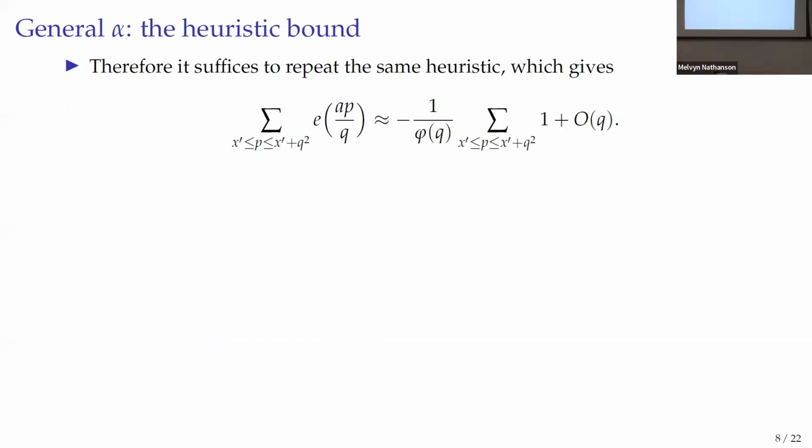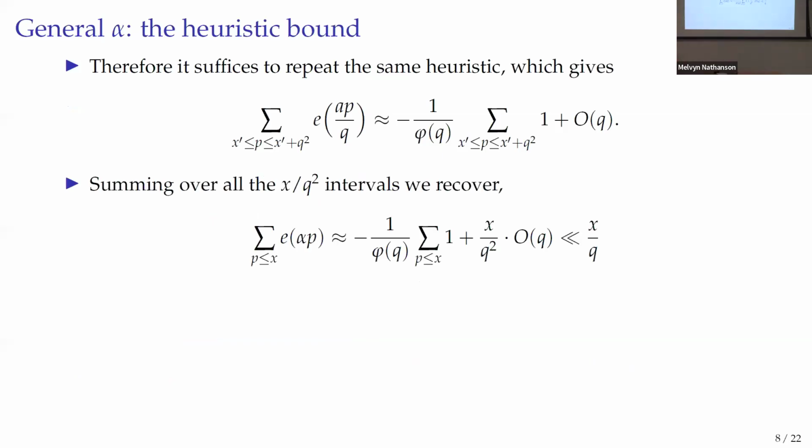So then I can repeat my previous heuristic. I'm looking at a short interval, and what I expect is a main term, which is this, plus square root cancellation, which is just q. So this is what I expect. And then I have x over q squared intervals, so I can sum over these intervals. When I do this, I recover the main term. And then I have x over q squared times q. So I end up with a bound which is x over q, even in the general case.